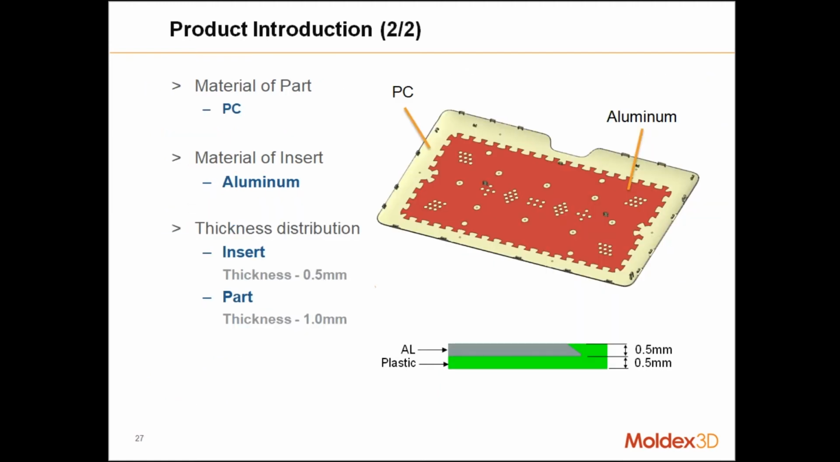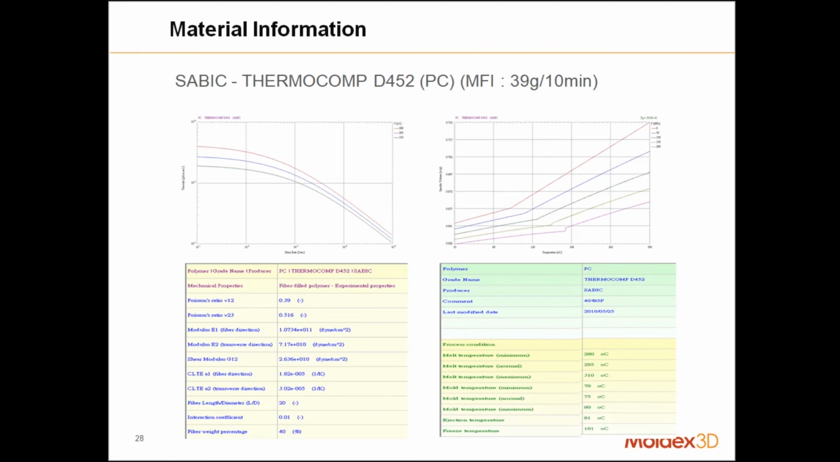So this is the material we used. The plastic part is polycarbonate, and the metal insert is aluminum. This is the final material that has been selected after a few different trials. The material is from SABIC, polycarbonate with 40% glass fiber, also with high fluidity, around 40 MFI.